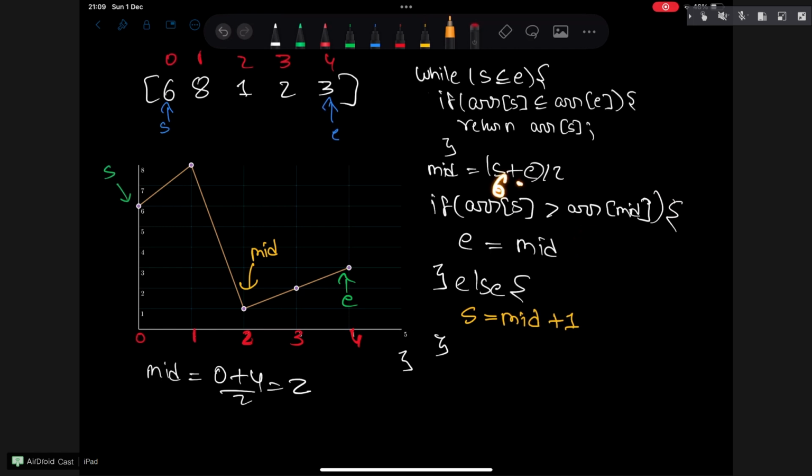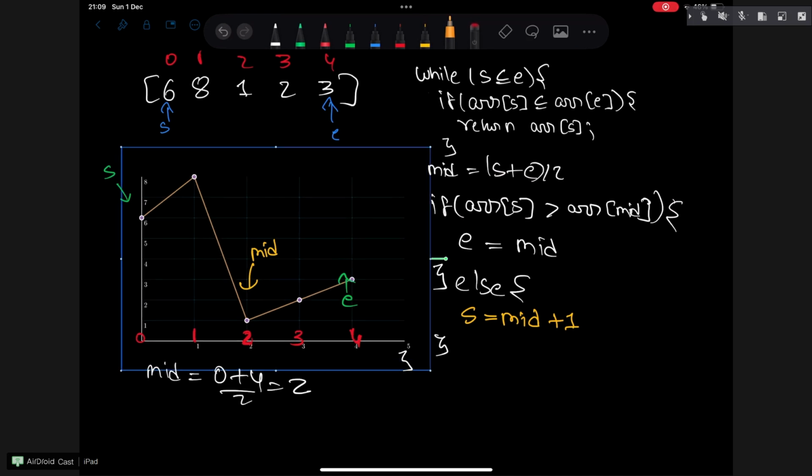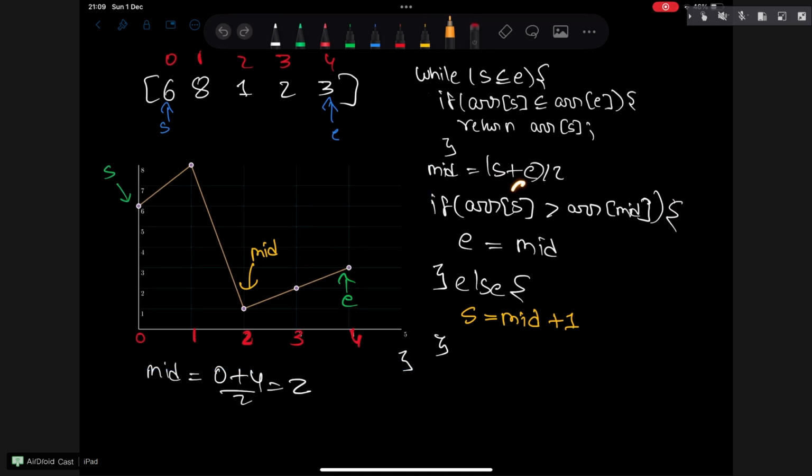Is 6 greater than, what is my array of mid? 2. Okay. What is my array of mid? Array of mid is going to be 1. Okay, so that is what we're checking. Is 6 greater than 1? Okay, the answer is yes, 6 is greater than 1.